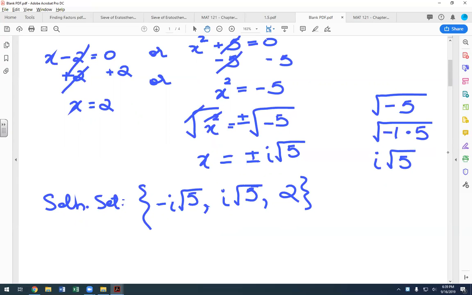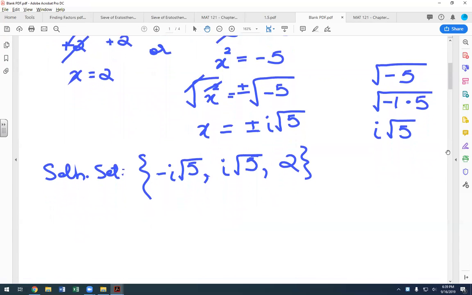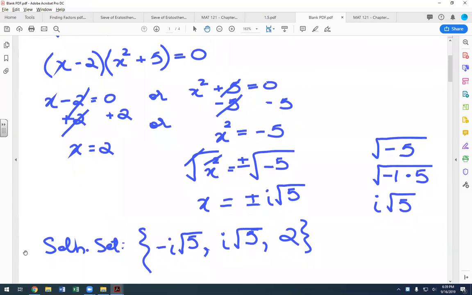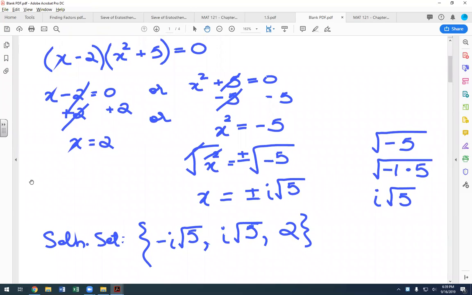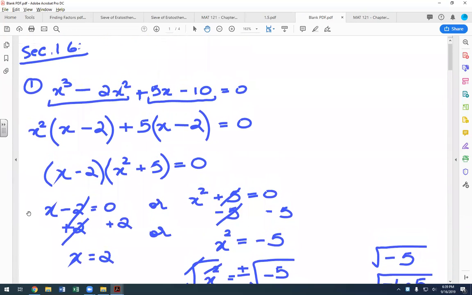Questions on number 1? Solving by factoring. Yes. Is the reason there's 3 answers in the solution set because the first, like degree, is 3, or is that not right?